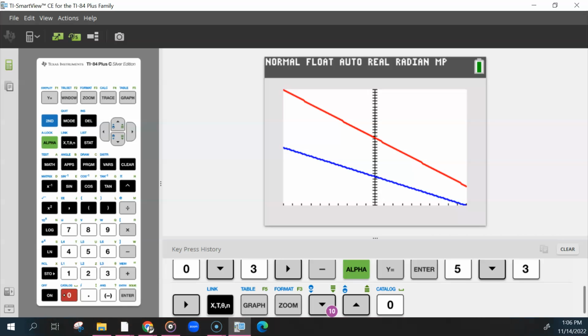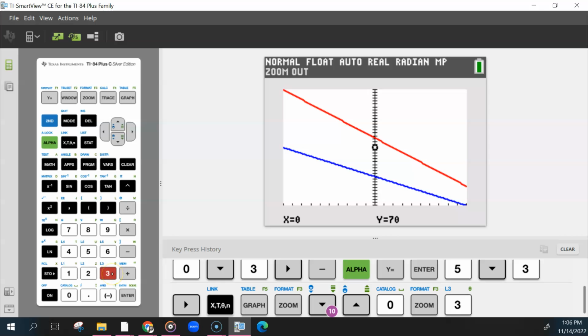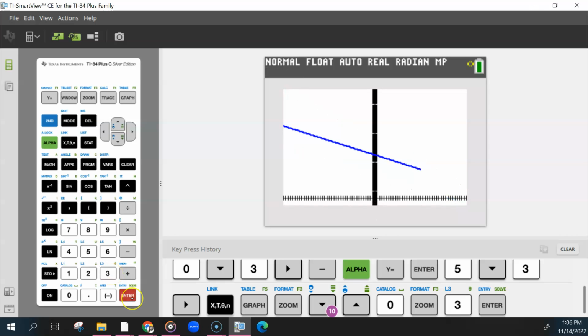Okay, so after you graph it, zoom fit, and then here my lines aren't crossing, so I need to zoom out again because they are going to cross somewhere over here. It's just not in this window. I'm going to zoom again, but zoom out. So after you hit zoom out, you have to hit enter. If you don't see them crossing, raise your hand.